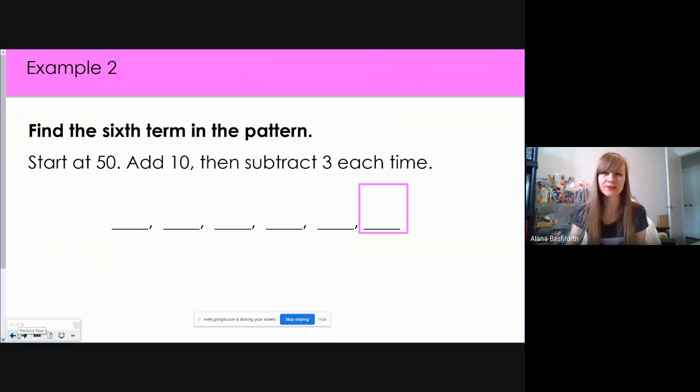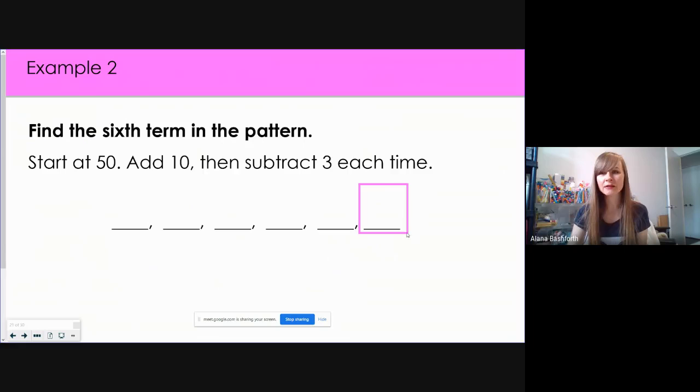Okay, so we have one more example. I took the steps away, see if you can remember. I'm going to be guiding you along though, but here's a challenge to you: pause the video, try this question, and then play it again, see if you get the right answer. But this one says, find the 6th term in the pattern. Start at 50, add 10, then subtract 3 each time. So we're going to do the same thing that I just said, and we're specifically looking for this number that I boxed, the 1, 2, 3, 4, 5, 6th term.